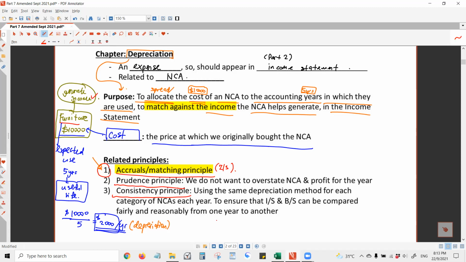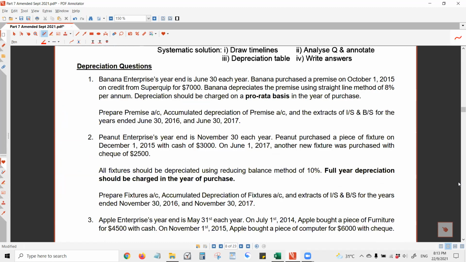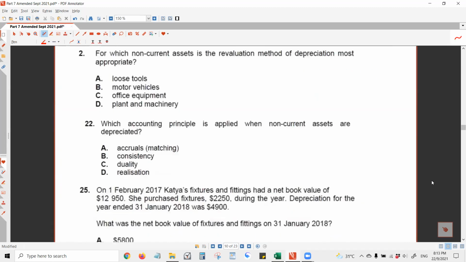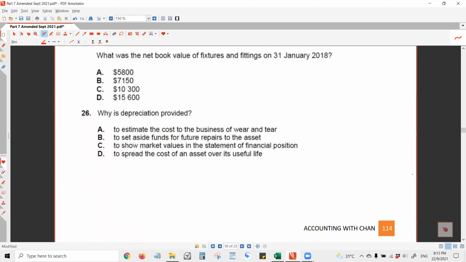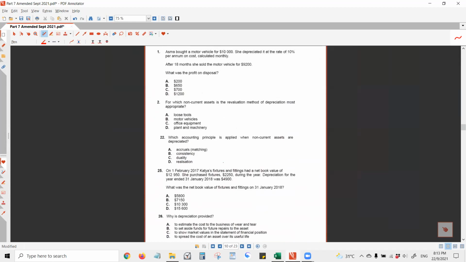Now let's look at one question. Based on this, you can answer one question already. You go to the back a few pages later. Come to page number 114. Then you answer two questions for me: question 22 and question 26. You begin. Once you have decided what is your choice for these two questions, you tell me in the chat box, then I tell you the answer. You may begin. I give you 1.5 minutes.